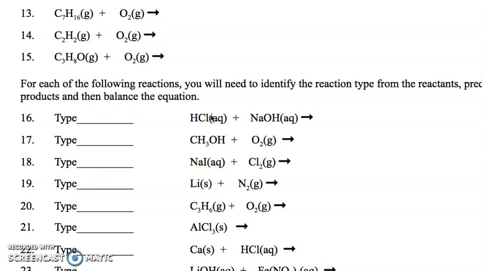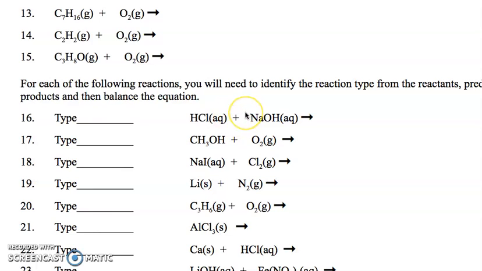So for an acid-base reaction, my products are always water and a salt, right? And remember, a salt is just an ionic compound, so a metal and a nonmetal, which in this case is going to be sodium and chlorine, right? So let's start with how I knew that.